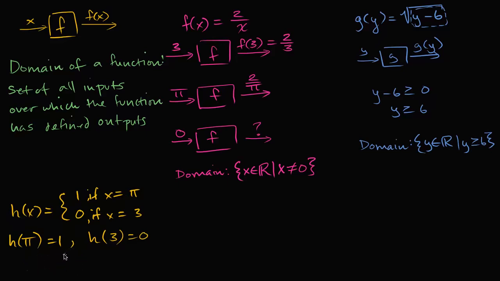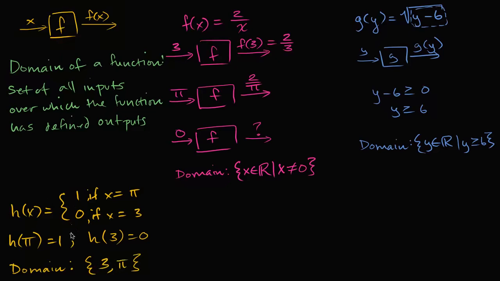It hasn't defined it. So the domain of h is literally just the 2 valid inputs that x can be, which are 3 and pi. These are the only 2 numbers over which this function is actually defined.